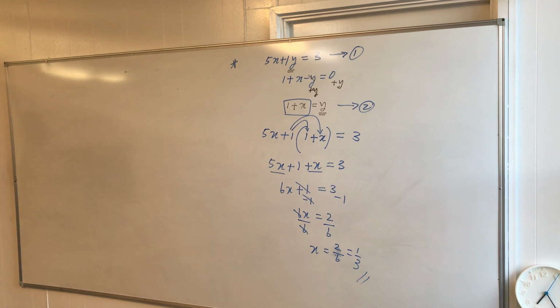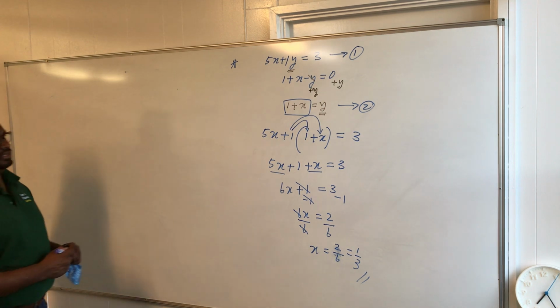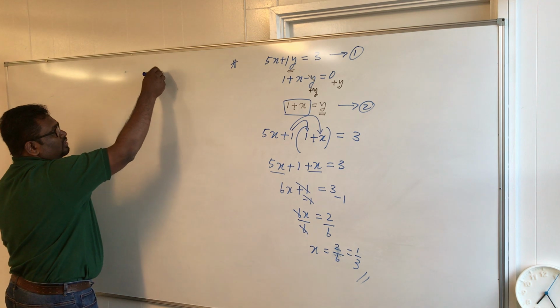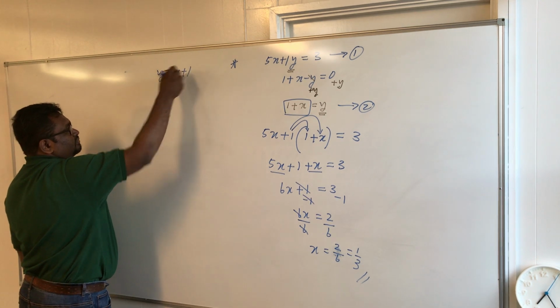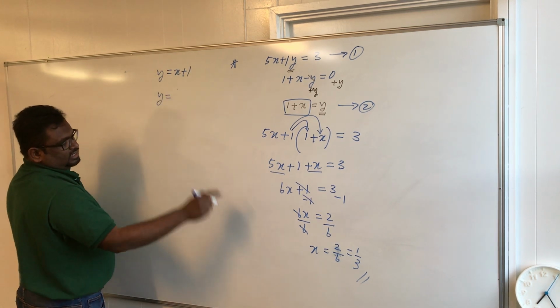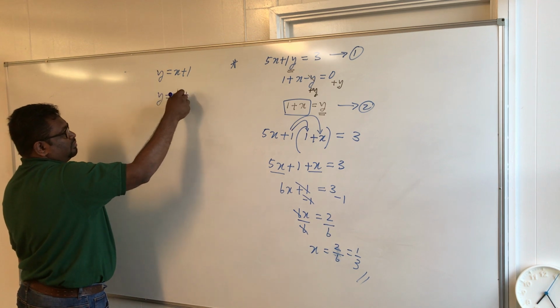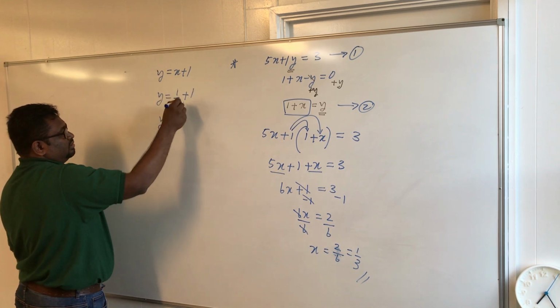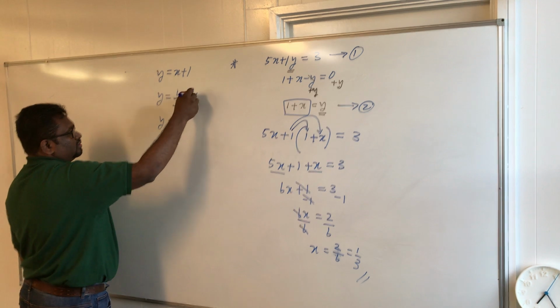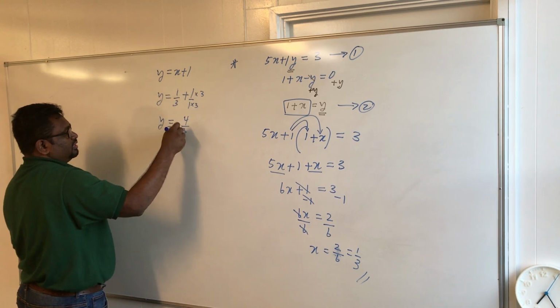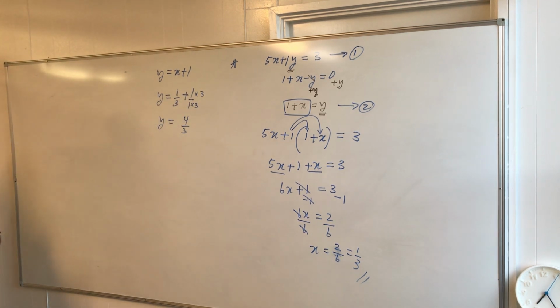So find y now. Find y. Found it? Okay. Let's see. So you have y is equal to x plus 1. So y is equal to x, which is 1 divided by 3, plus 1. Y is equal to 4 divided by 3.